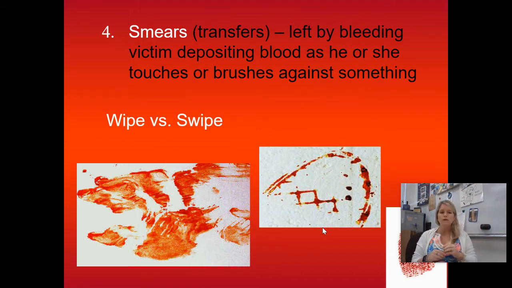Okay, so there's smears, which are technically a passive pattern, right? It's something where, if you have blood on a surface, you wipe it across, or you have blood sitting in a puddle and blood on maybe your hand, and you wipe through that, right? So those are wipe versus swipe. The blood spatter expert who's going to come talk to us will specifically look at this.